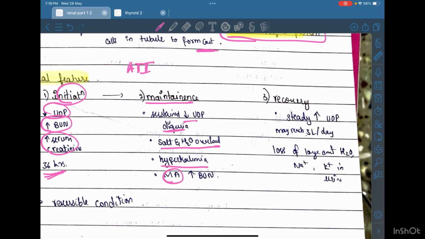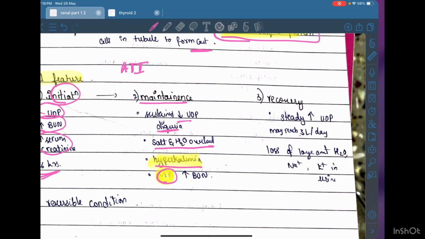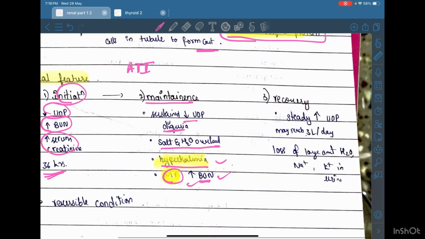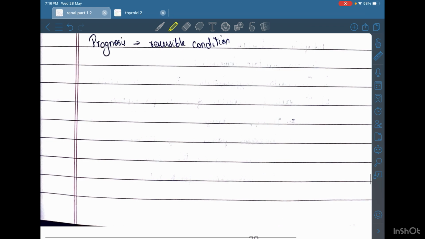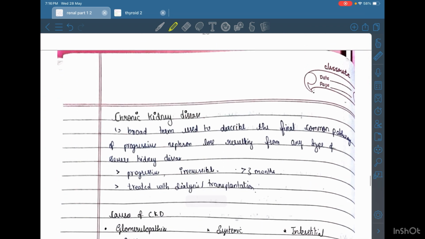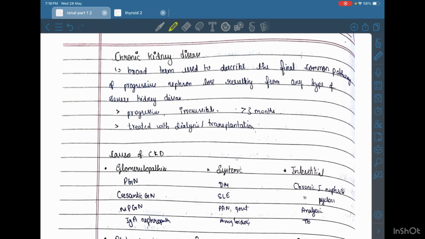See, the complications of acute renal injury are coming, right? So the complications: hyperkalemia, metabolic acidosis, uremia, etc. Okay. Next, in the recovery phase, there is steady increase in urine output, which may reach up to 3 liters per day, right? There will be loss of a large amount of water, sodium and potassium in the urine. So for prognosis, it's a reversible condition. Now coming to the last topic for today, that is chronic kidney disease. Okay na?